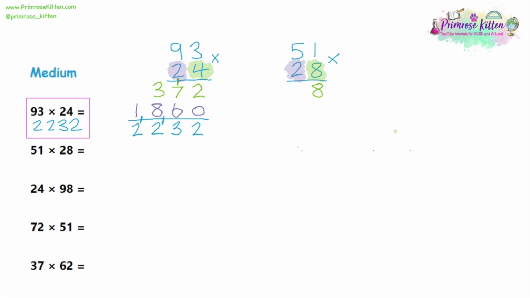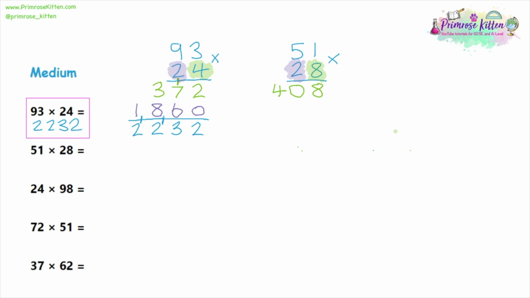Now we've done 1 times 8, we're going to do our 50 times 8, so 5 times 8 is 40, that's going to go into the tens column, and we're going to carry the 4, which will go into the hundreds column. Now we've finished multiplying by 8, we need to multiply by 20.